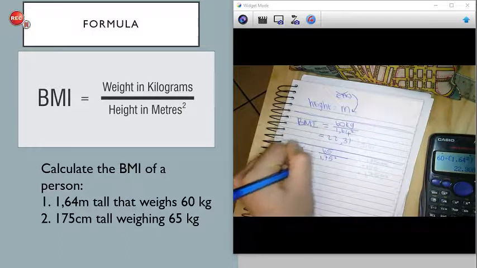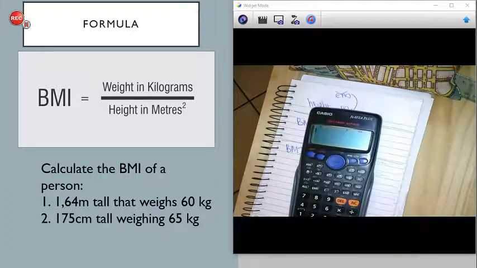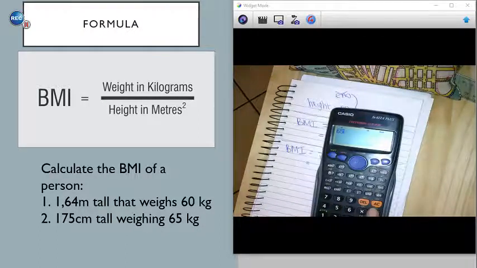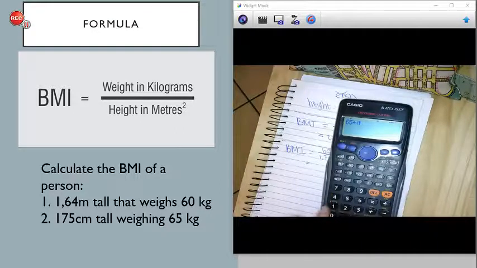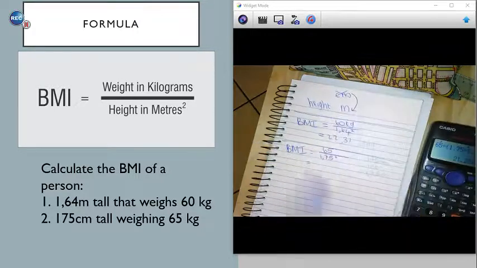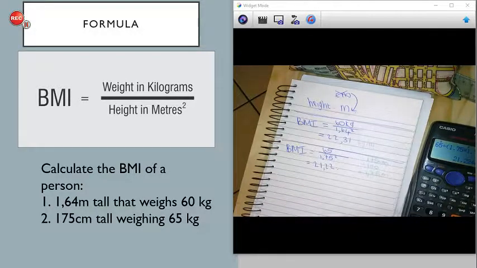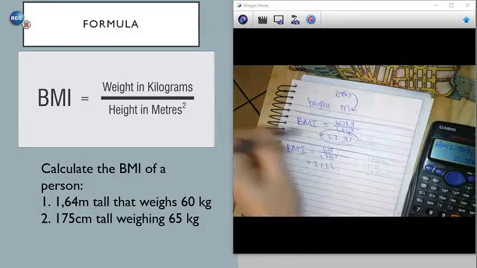So what I'm going to do is quickly show you, if we were going to do this with a calculator that's maybe not scientific, we would have 65 divided by, then you can open a bracket, 1.75 times 1.75, and we can close the bracket. So you'll get the same answer if you do it as a fraction on a Casio, or if you do any of the other methods I showed you. So what we get here is 21,22.